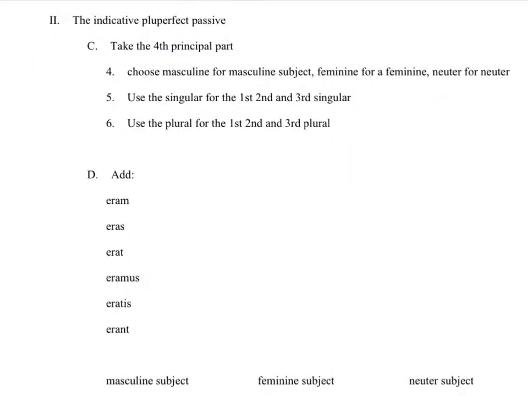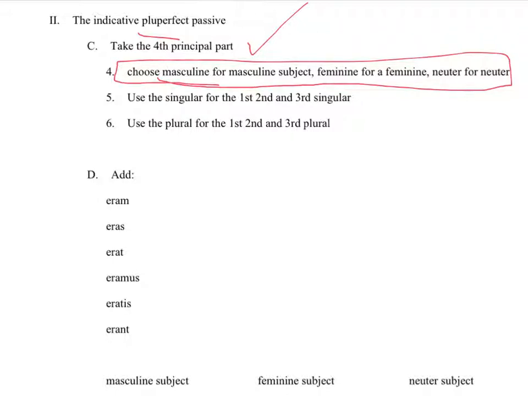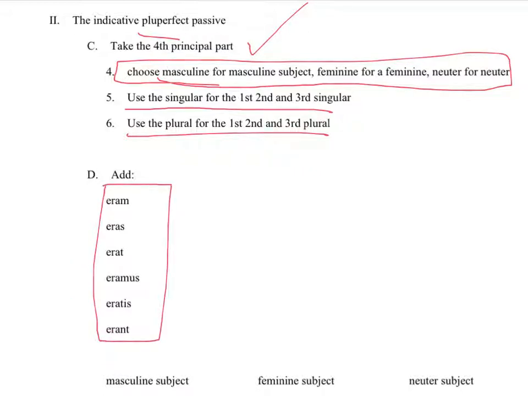Not surprisingly, the next form that you would learn is the indicative pluperfect passive. Pluperfect instead of perfect. Again, you take the fourth principal part, you choose the masculine, feminine, or neuter, depending on what the subject is. You use the singular or you use the plural. And then instead of adding sum, es, est, sumus, estis, sunt, you add eram, eras, erat, eramus, eratis, erant. Not difficult to predict that.